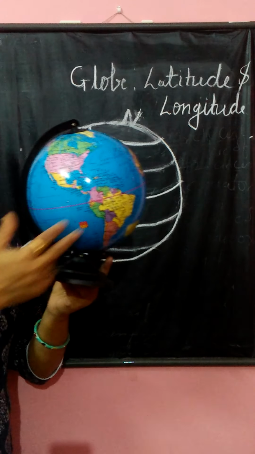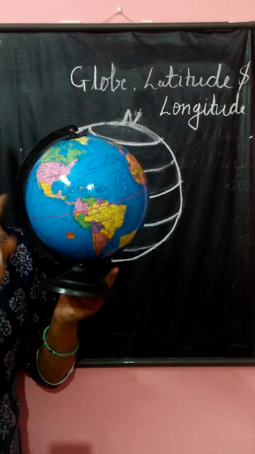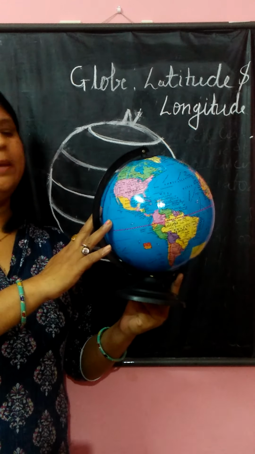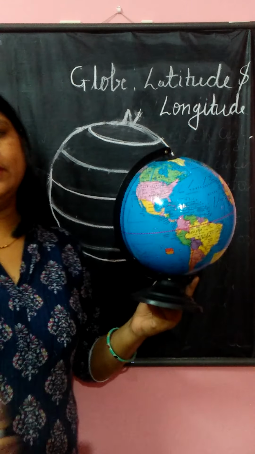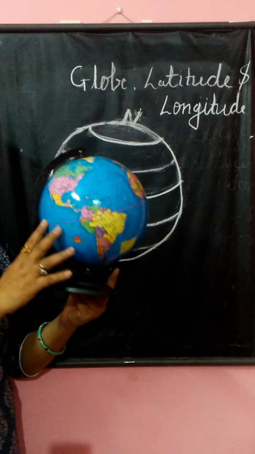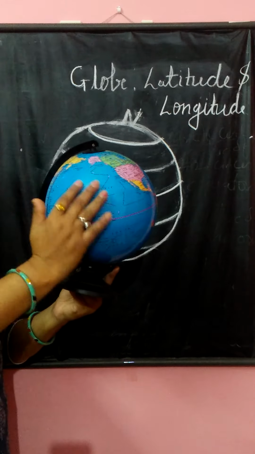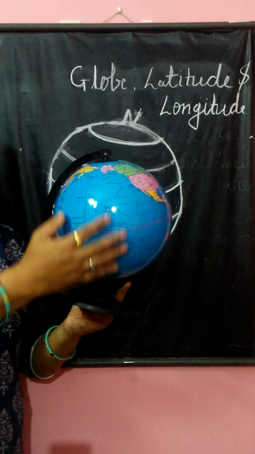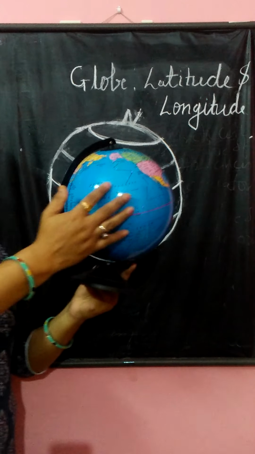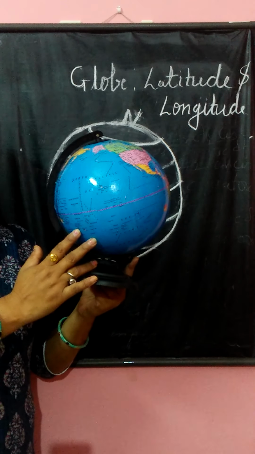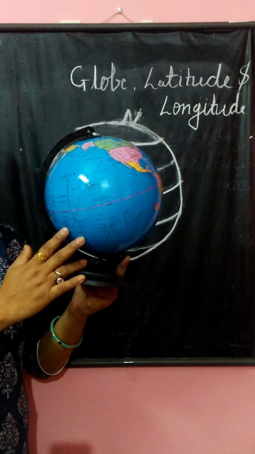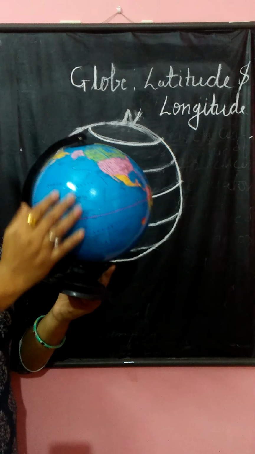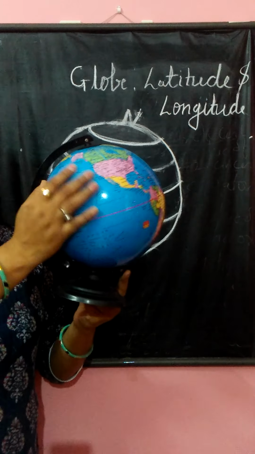Because its design and all these things are the same as the earth. And you are seeing the colors: here the blue color shows water bodies. As we know, more than 70% of our earth is water. So these blue colors are water bodies, which means they contain oceans and seas.